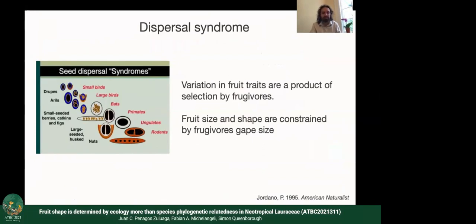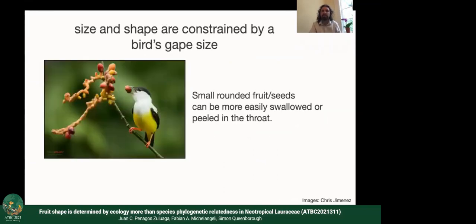For instance, fruit size tends to be associated with different dispersers and constrained by frugivores' gape size. These constraints are more evident in the species dispersed by birds, when birds' gapes select for small and rounded shapes, favoring dispersion of fruit that can be easily eaten.